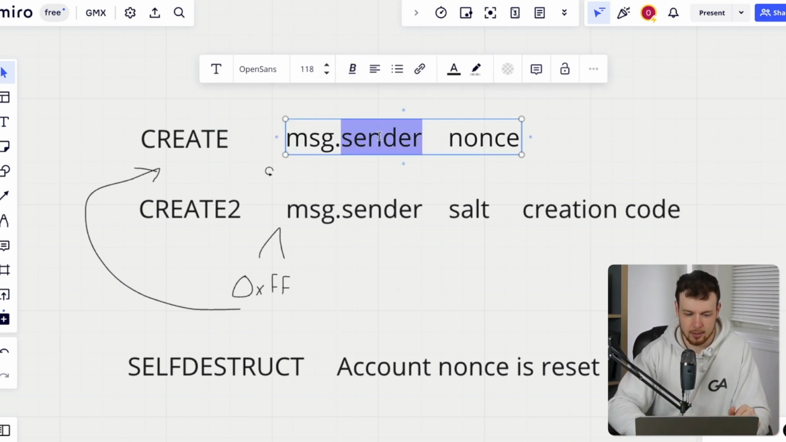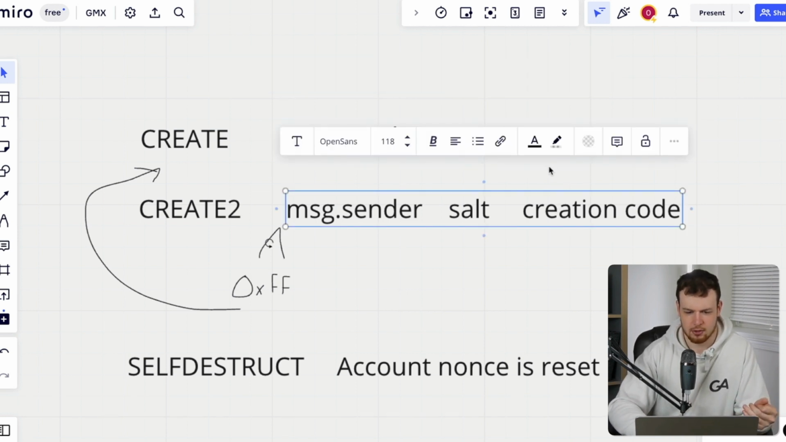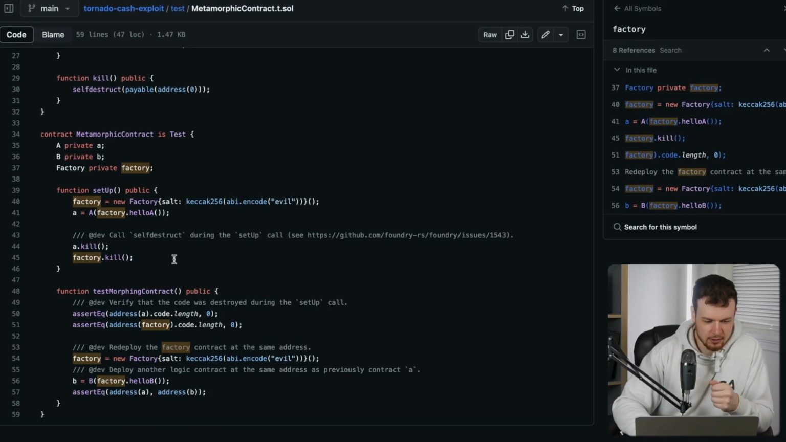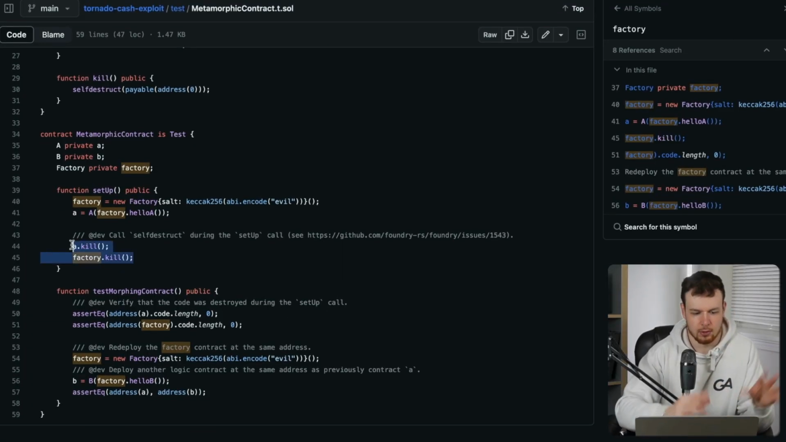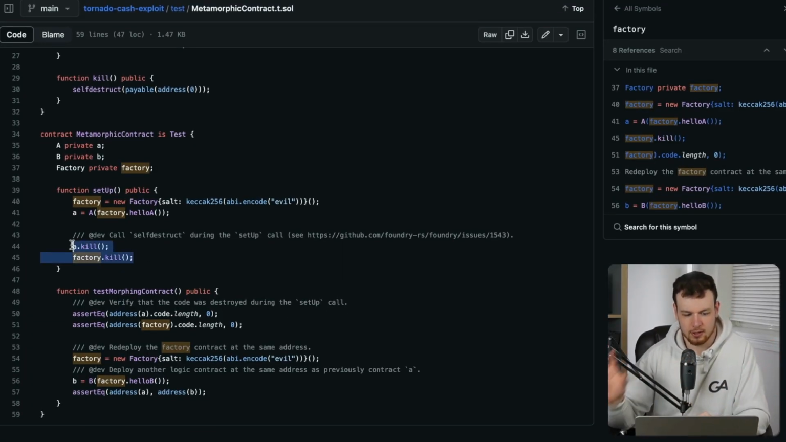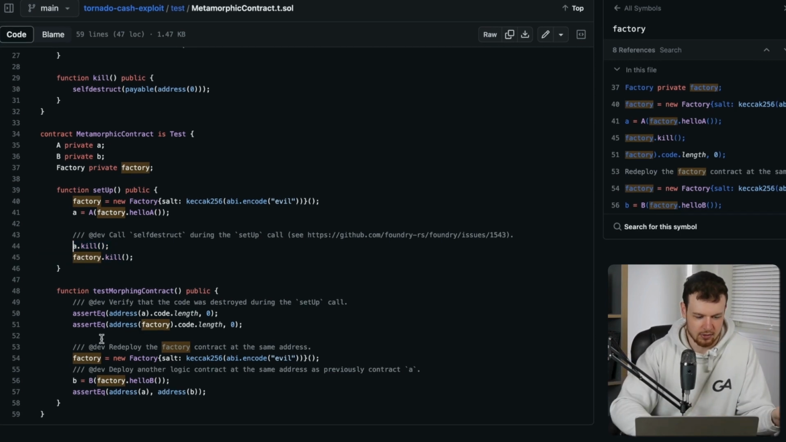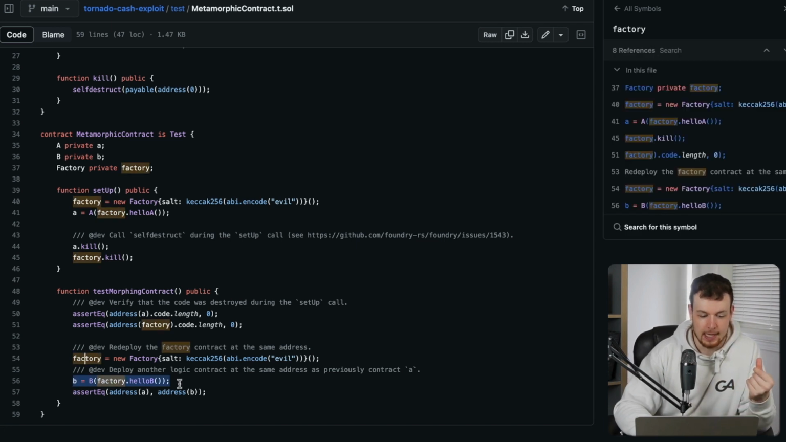because we can see the create opcode here is not dependent on the contract bytecode or the creation code or anything like this. So what we see here is that after we kill the metamorphic contract implementation and then kill the actual factory, then in a different transaction, of course, we make a new factory and then we deploy a B.